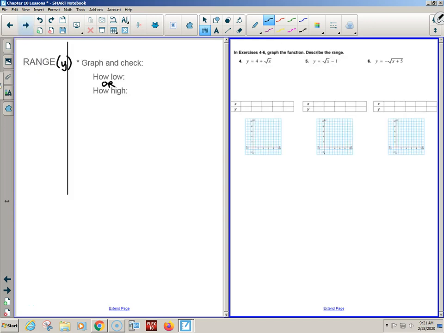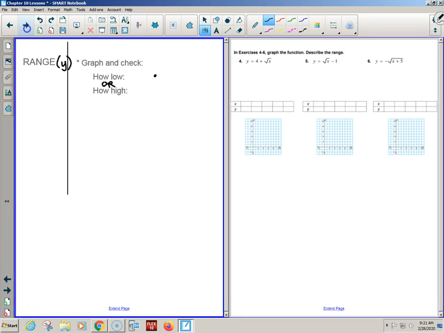So, we're going to do some examples, and as we do, let me give you guys a couple hints. If it's one of these swoops, it's going to go forever high. That means the y's are going to be greater than or equal to the lowest. Now, we have to figure out the lowest. If it's a how low question, it's one of these that's swooping up, going forever high, so I'm going to answer y is greater than or equal to the lowest y value, whatever that lowest y value is.